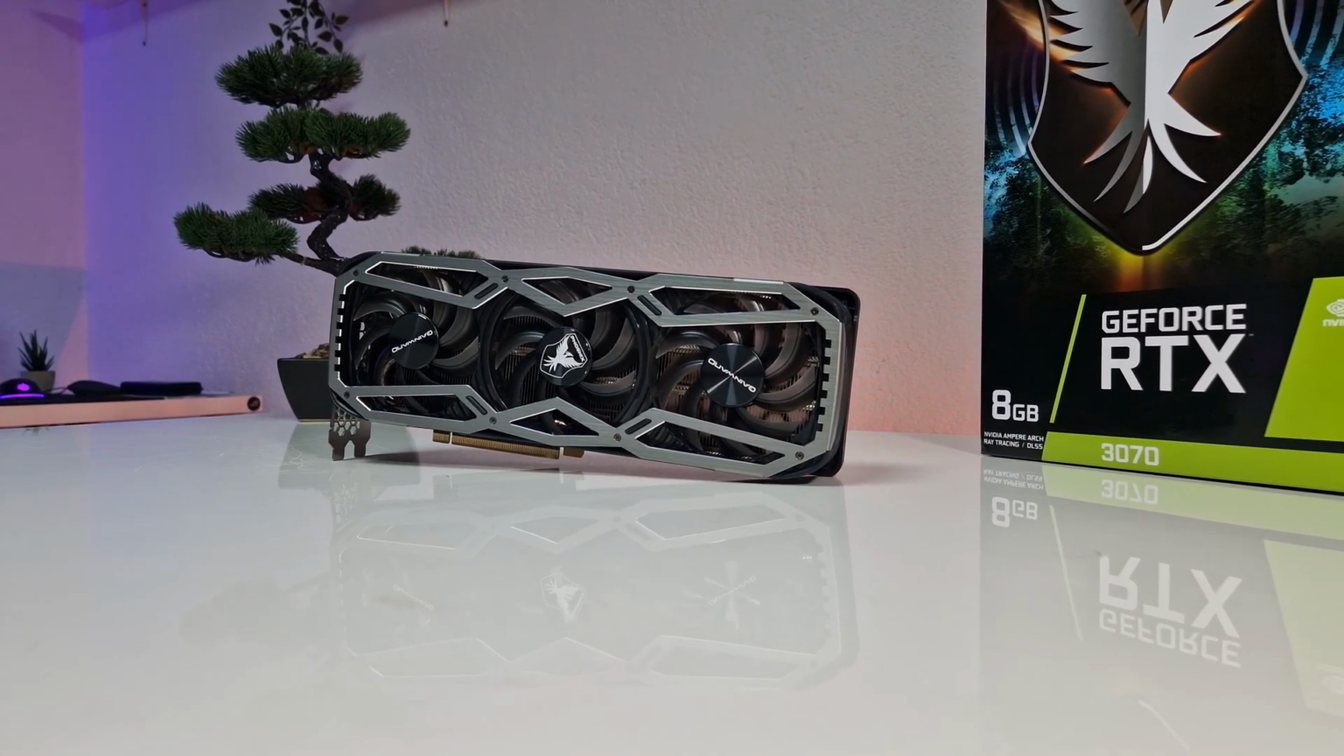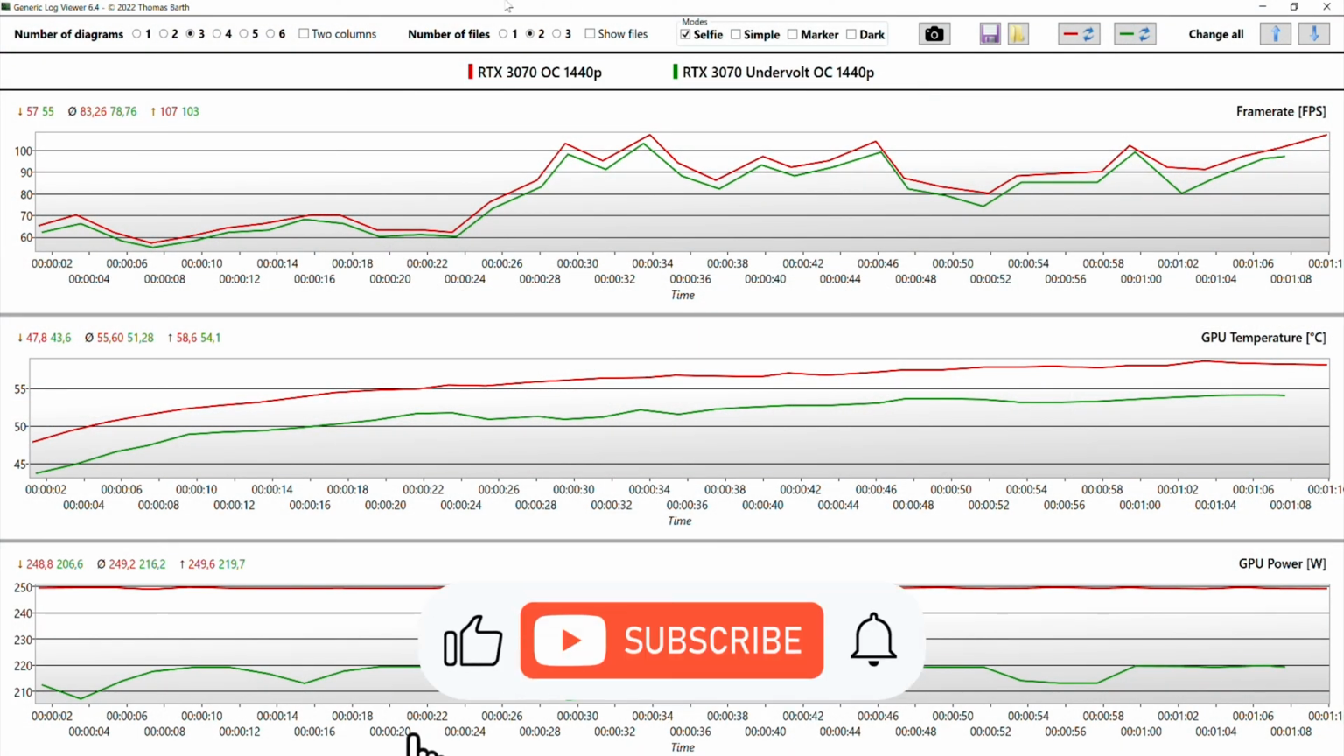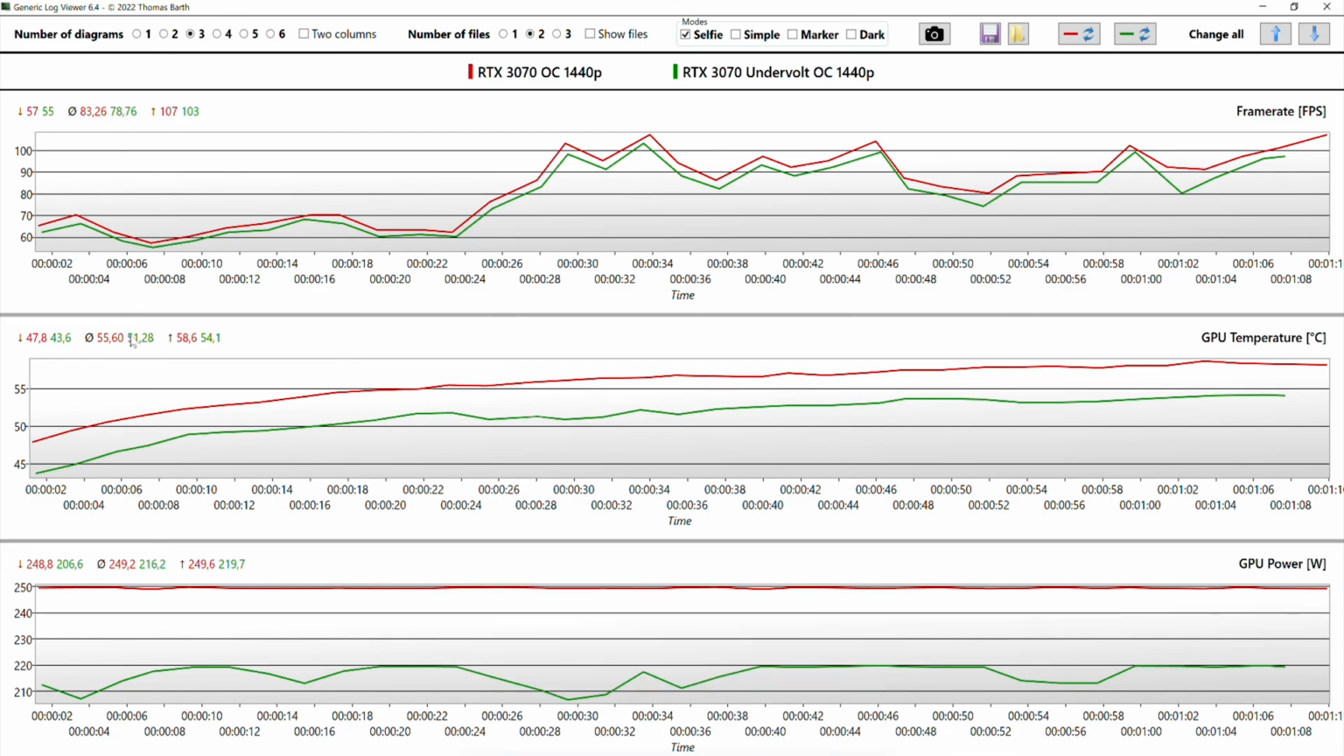Now, which method you will use and how far you can go is up to you. In my opinion, undervolting combined with overclocking works better than pure overclocking. We still gain some performance with much less power draw and temperatures.